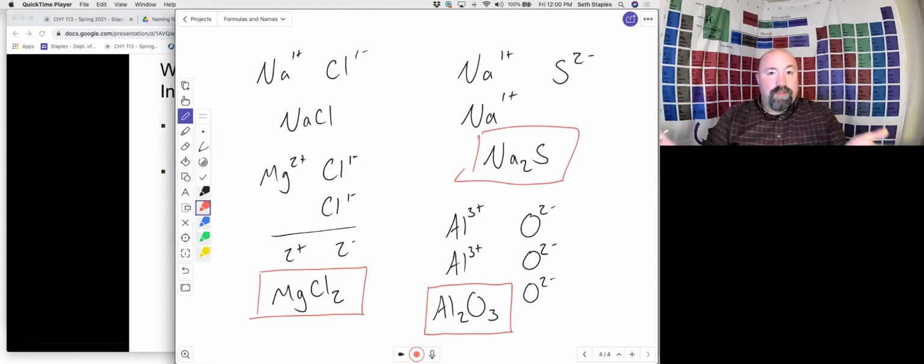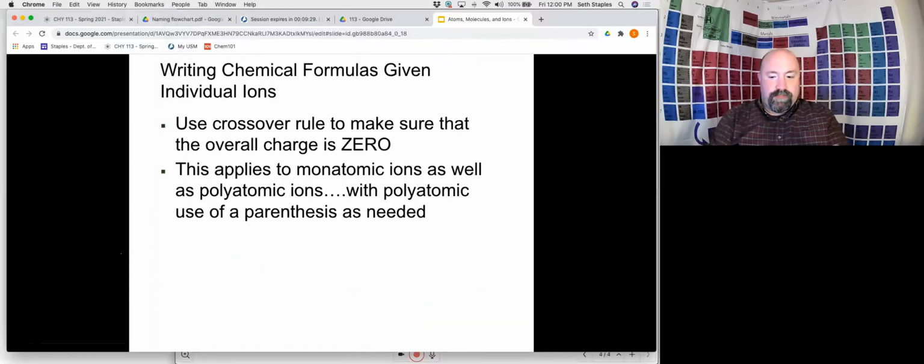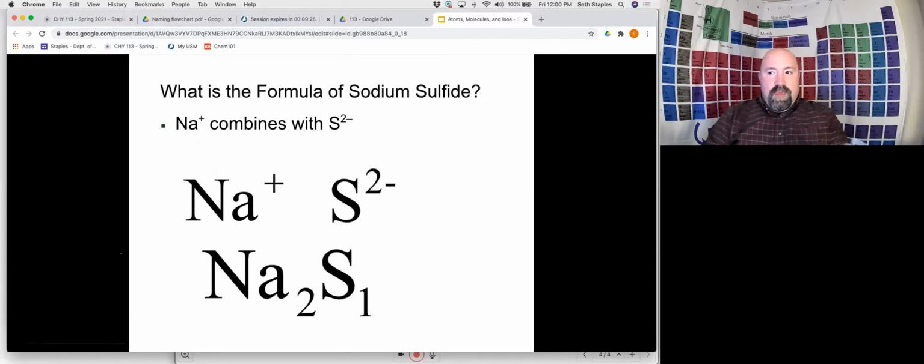And that's how you come up with chemical formulas. You always need to have enough of each to balance out your pluses and your minuses. And so this is just, again, kind of walking us through the same thing. This is sodium coming together with sulfur, like we talked about. The 1 is assumed. But look at what happens here. This is what I mentioned with the crossover rule.